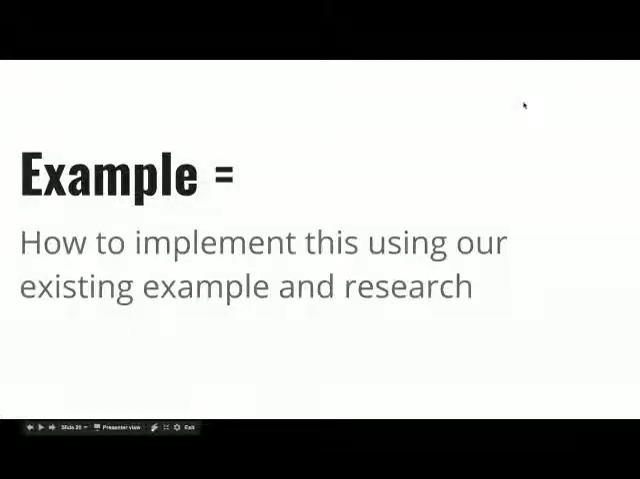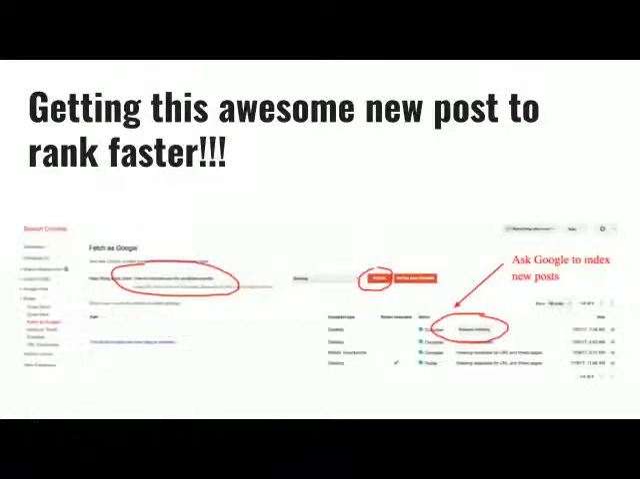So now we've created our post. It's written. We've done our research. Everything looks good. But now I got to rank, right? So I want to make sure that I get this awesome new post to rank as fast as possible. So there's some things I can do. I can actually tell Google to index this page right away so it starts showing up in results.